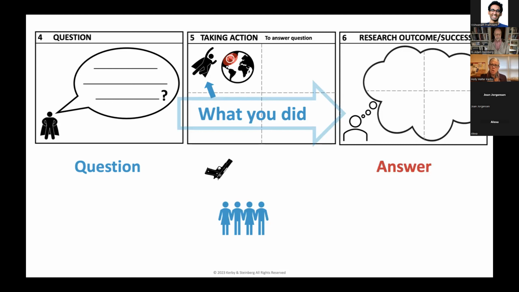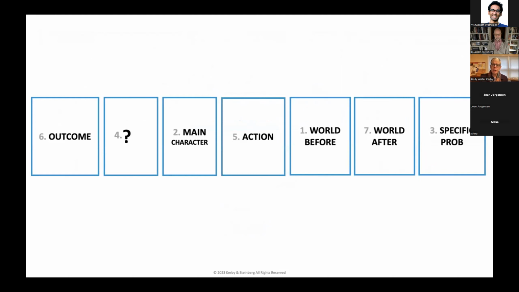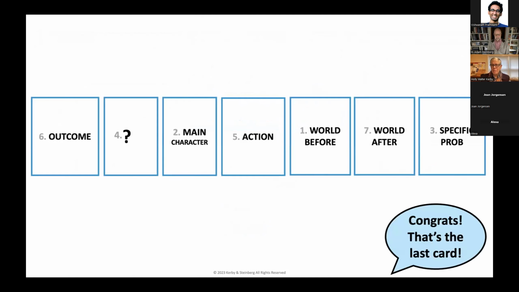And this is pretty much akin to supplying actions and clues like they would do in a murder mystery. So the cards, we may have people make the cards: first outcome, question, main character, action, world before, world after, and finally specific problems. And then we say, yay, that was the last card, congratulations. And everyone in the workshop goes, what? Because they believe they were making a story-based talk, and there's no story there right now.